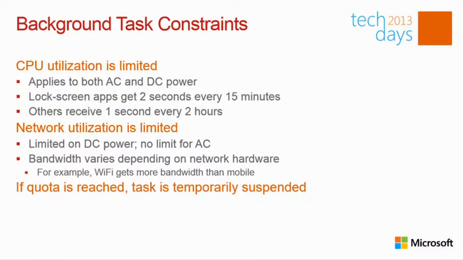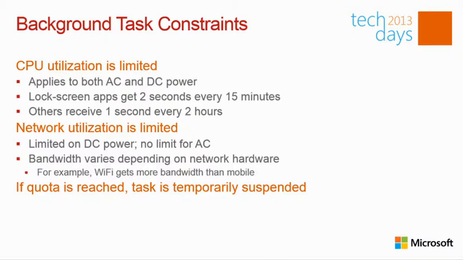If you're running on AC power, then they don't care. They'll let you use as much bandwidth as you want. But if you're running on battery power, and I said DC power here, I should have said battery power, then there are some limits imposed on you. Now, these limits are not hard limits. How much you get actually depends on how much bandwidth is available. But a general rule of thumb is for a lock screen app, you'll probably get about 40 megabytes every hour. For a non-lock screen app, about 7.5 megabytes.